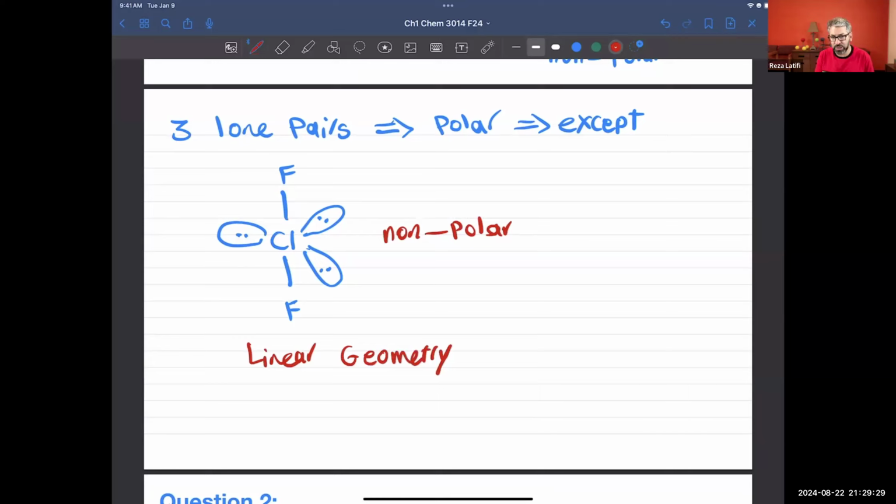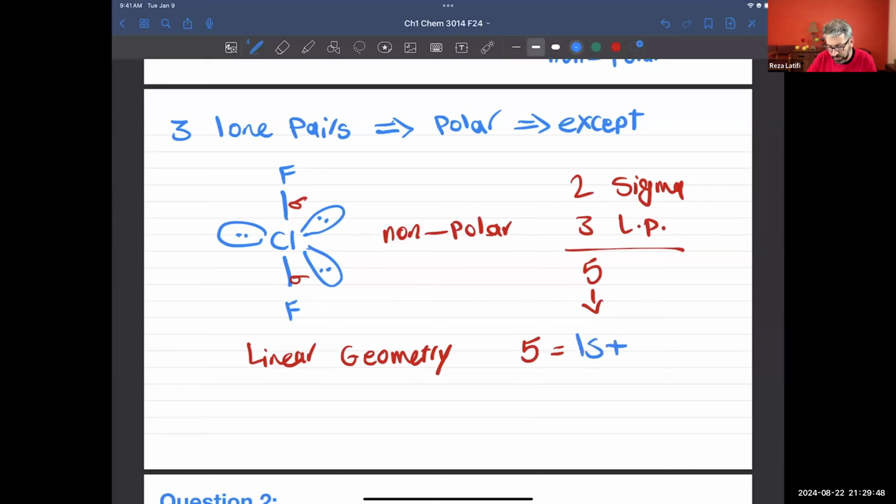Now in this case, I have 2 sigma plus 3 lone pairs. I get 5. So what's going to be the hybridization? That's a good test. You go 1 from S, 3 from P. So you use all the P orbitals. You need something new, and that's going to be 1 from D. So you get 5 orbitals of S1, P3, and D1.